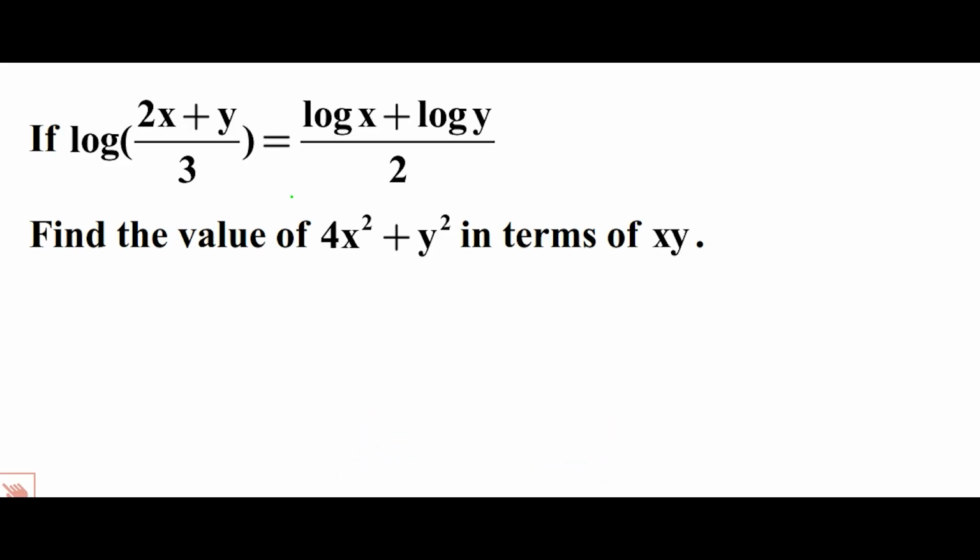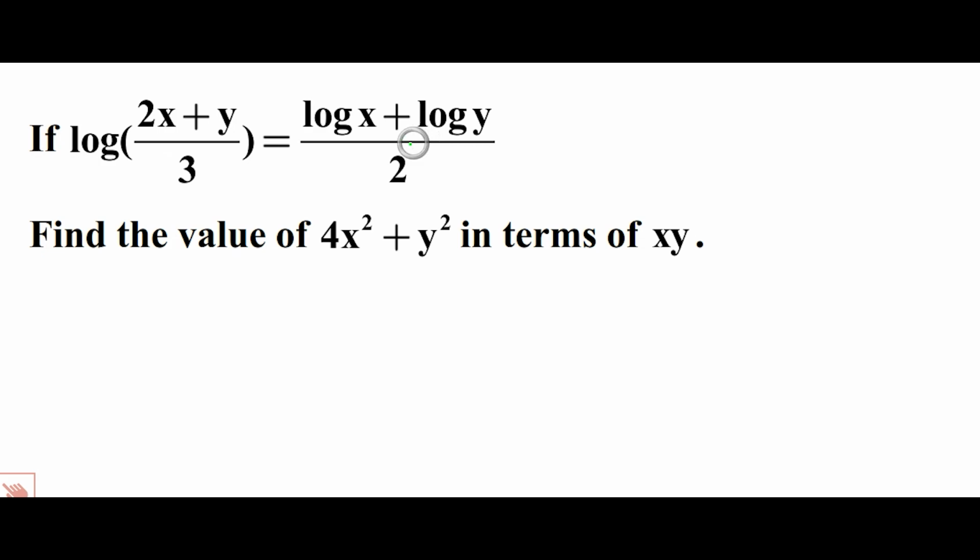Ready? Let's get started. Number 1, if log of (2x plus y) over 3 equals log of x plus log of y, all over 2, find the value of 4x squared plus y squared in terms of xy.